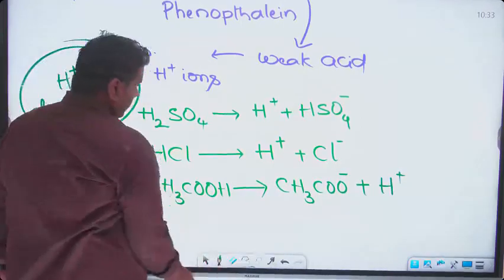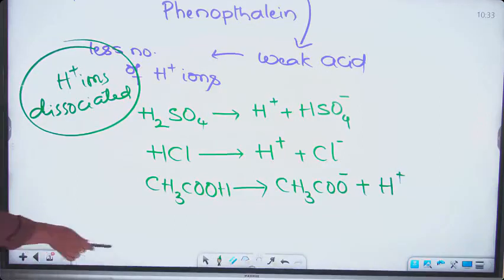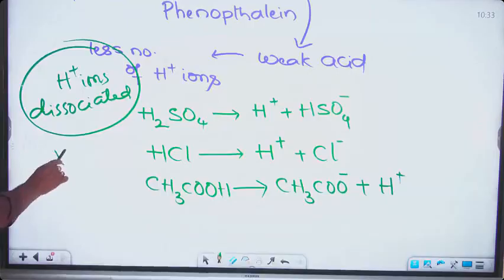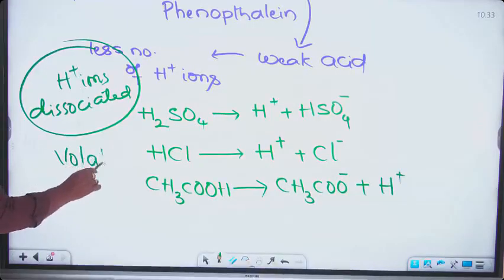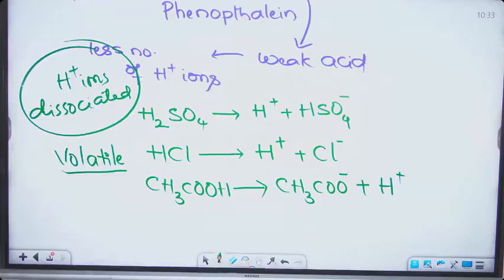At the same time, the moment you're talking about these particular acids in general, acids are volatile in nature. Acids are volatile in nature. మరి, what do you mean by volatile? Volatile అంటే ఏంటి? ఆవిరవుతుంది, the one which can get converted to vapor form very, very quickly.